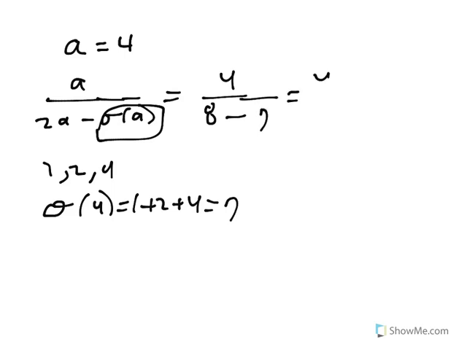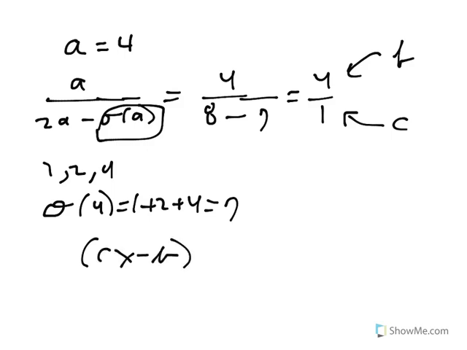So this becomes 4 over 1. And we reduce that fraction. And we call the numerator b, and the denominator c. Now we make this expression, which is that cx minus b times cy minus b has to equal b squared.